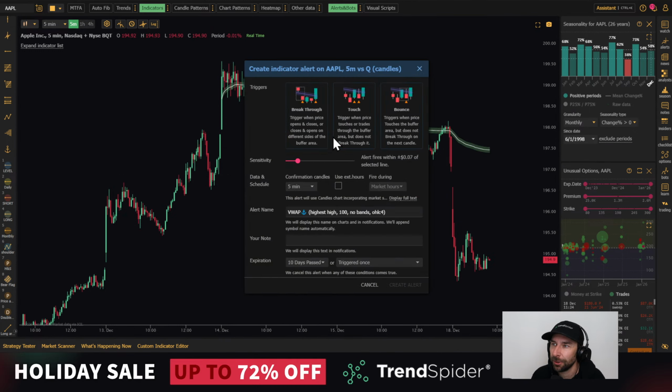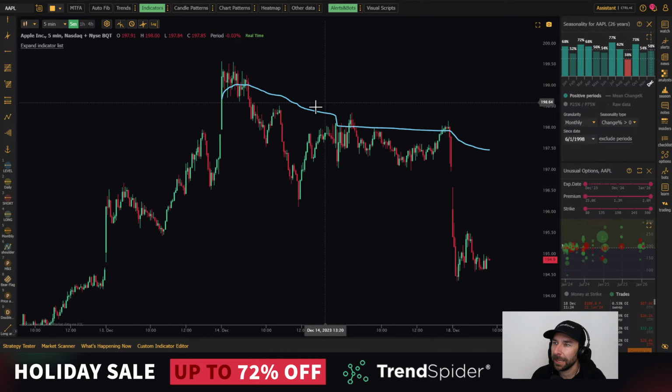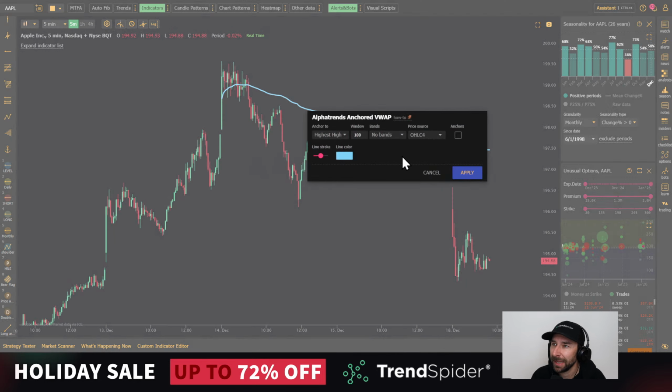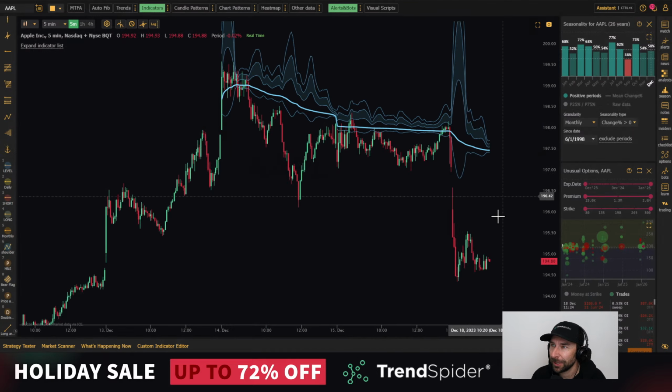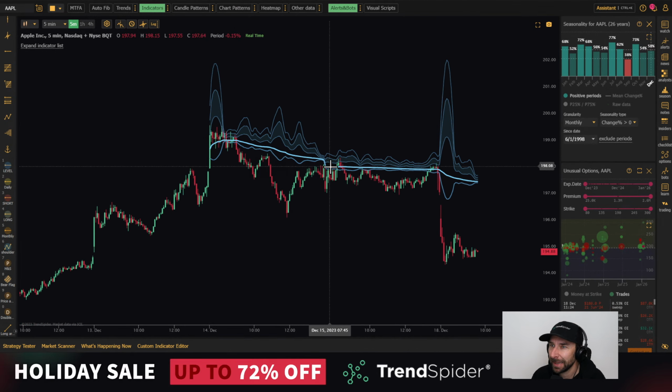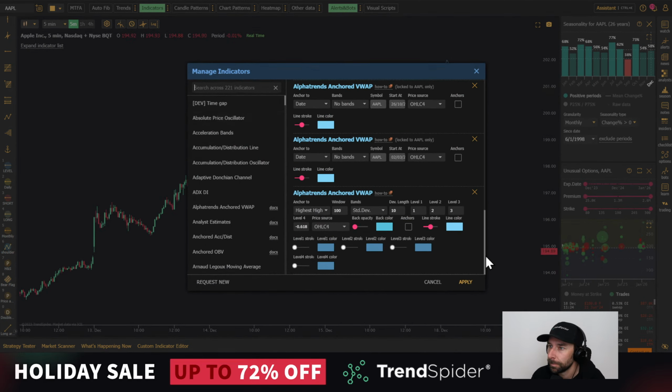You can right click on it. You can create alerts on it, right? You can go to your properties. You can add standard deviation bands. Some traders like to see the standard deviation bands. It's all up to you. You do whatever you want with it, but that's kind of how that works. And there are a handful of anchored indicators, and they're all going to work in that same way.